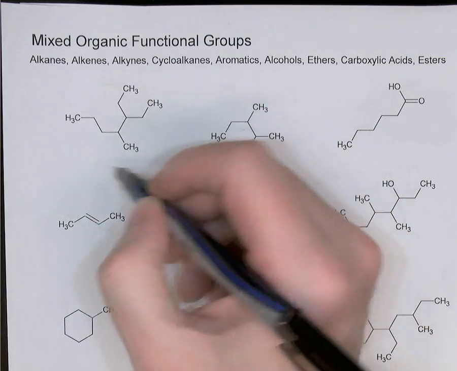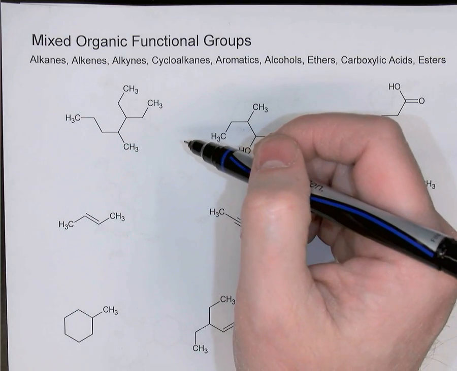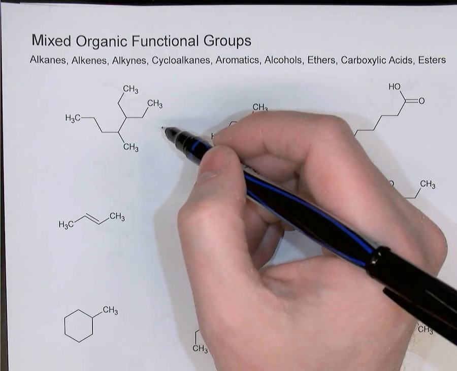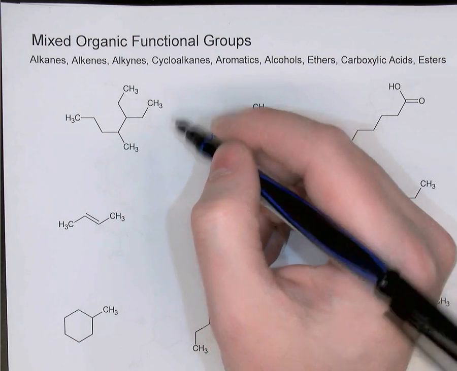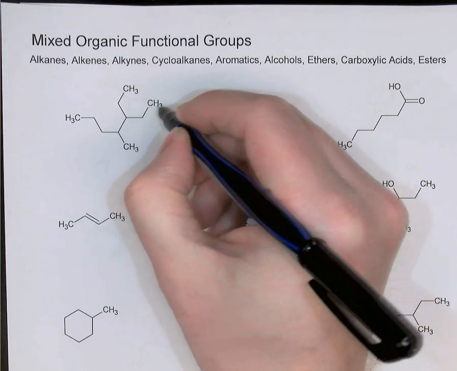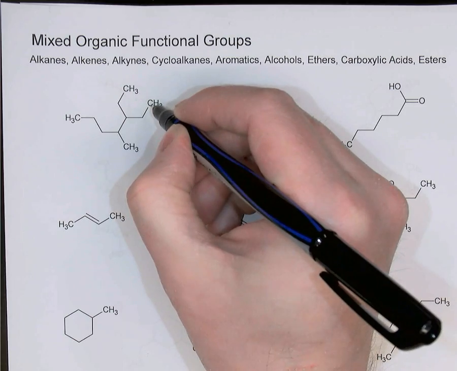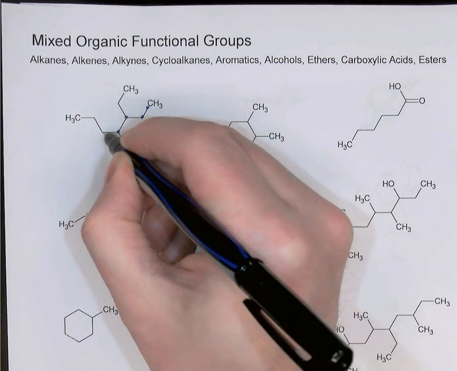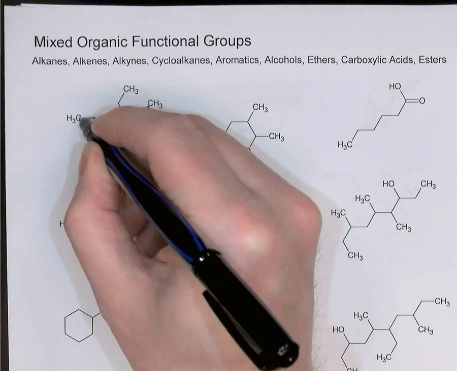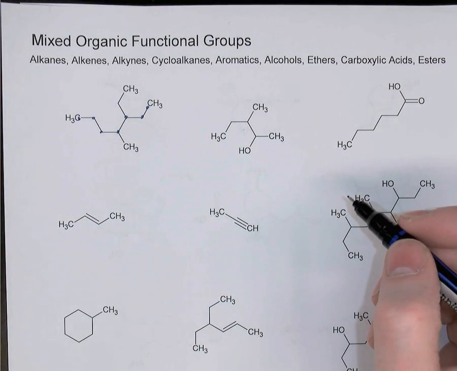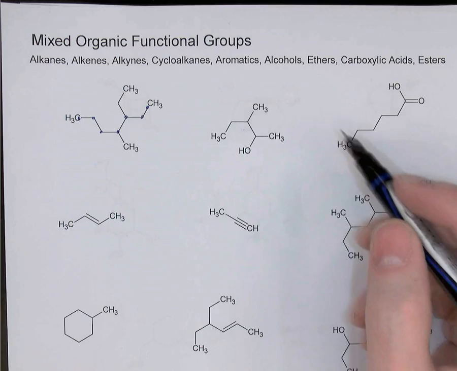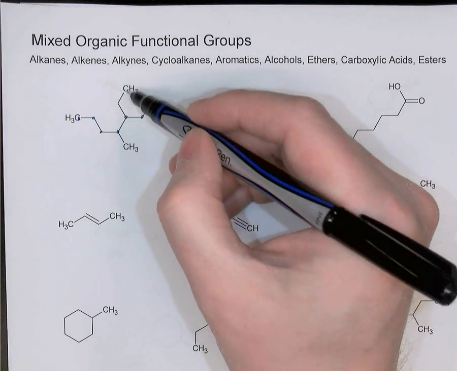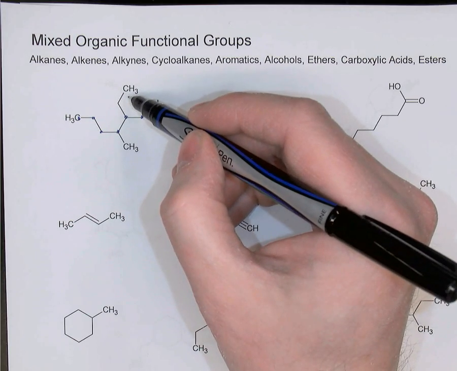So the first molecule here, the only thing in there is single bonds and carbons, hydrogens. So this is an alkane. So what I want to do when I'm naming an alkane is find the longest continuous chain of carbons. It looks like it would be something like 1, 2, 3, 4, 5, 6, 7. So 7 carbons in the longest chain. It's got 2 branches, a methyl branch with 1 carbon and an ethyl branch with 2 carbons.